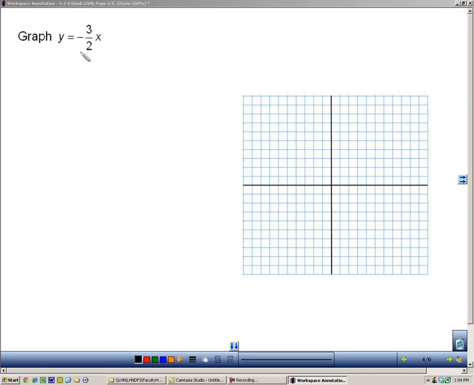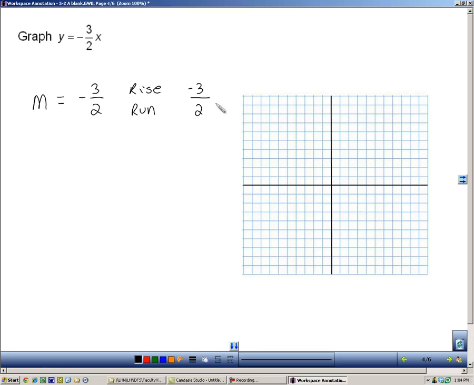Here's another direct variation I have to graph. It's in the form y equals kx. I can see the k is -3/2, therefore I know my m, or my slope, is -3/2. So my rise is -3, and then I can say my run is +2.